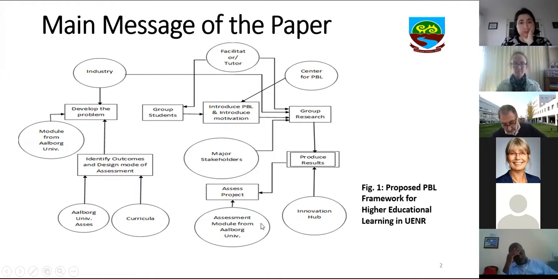Then once they are done with that, an assessment is done, and we basically fall onto the ALBOC model for assessment.